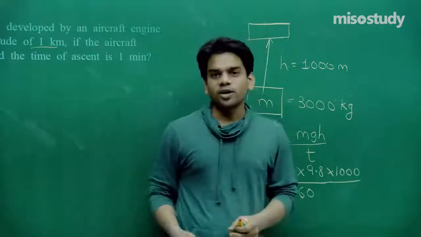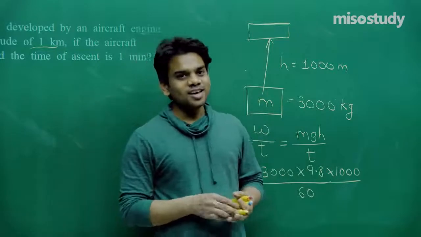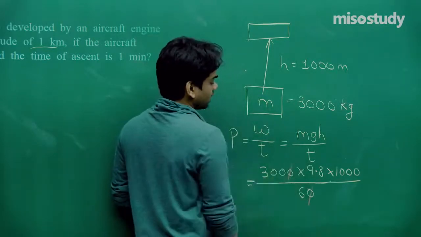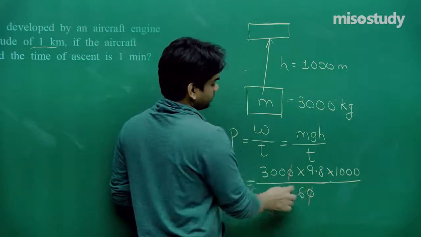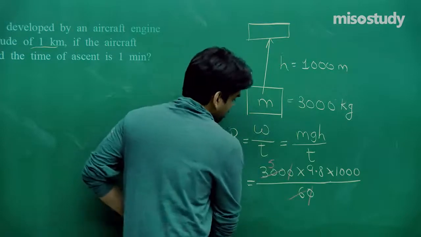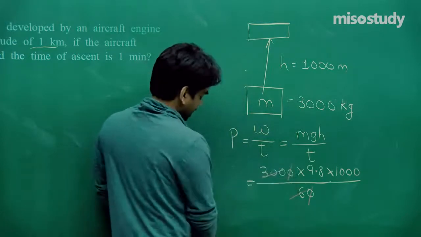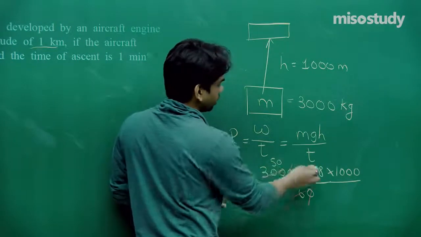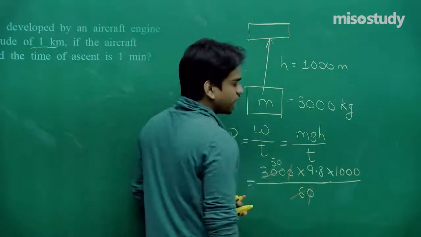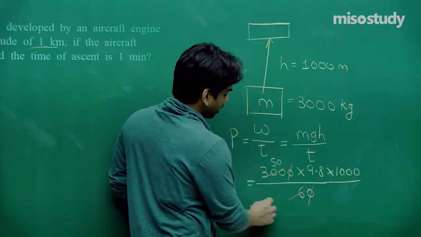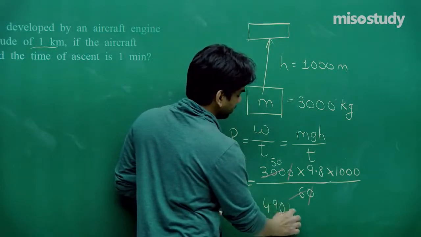I believe that from here you can easily solve it. This 0 and 0 you can cancel out. This will go 50 times. Now you can easily do this. 9.8 into 5 is 49, and you will be having 490, and you multiply by 1000, so this will be 490 kilowatt.